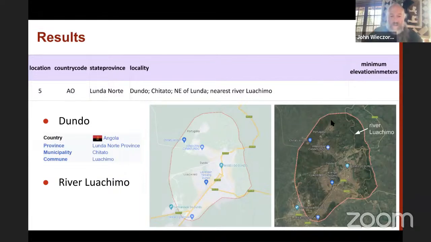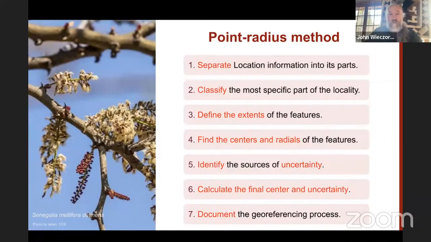So back to the steps of what do we need to do? We've classified and we've determined what the most specific part of the locality was.